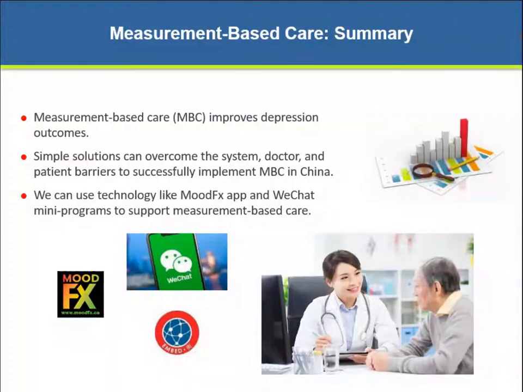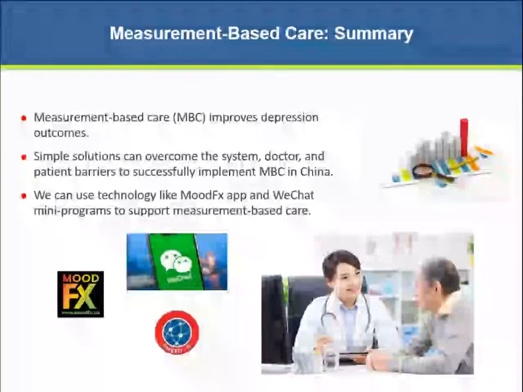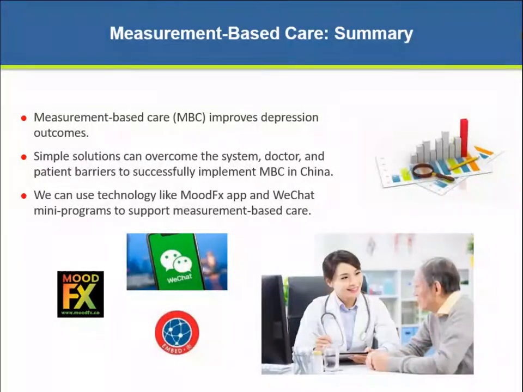So, to summarize, in this presentation, we've talked about how measurement-based care can improve treatment outcomes in patients with depression, and how simple solutions can overcome some of the barriers for hospitals, doctors, and patients to successfully implement measurement-based care in China. We've also talked about how we can use technology like smartphone apps and WeChat mini programs in order to support measurement-based care. In parts 2 and 3 in this series, we'll look at some of the validated scales more closely, and then look at some patient examples to illustrate how to use them for measurement-based care in the clinic.